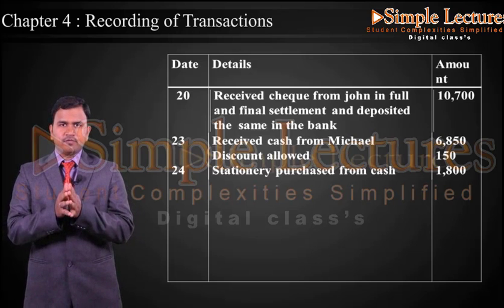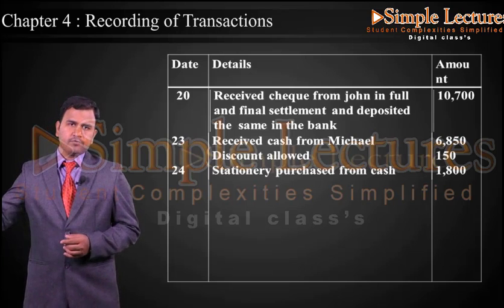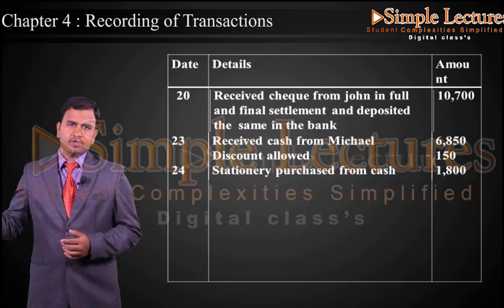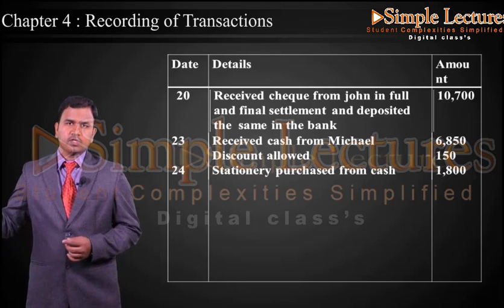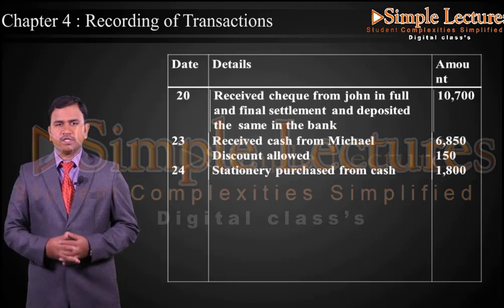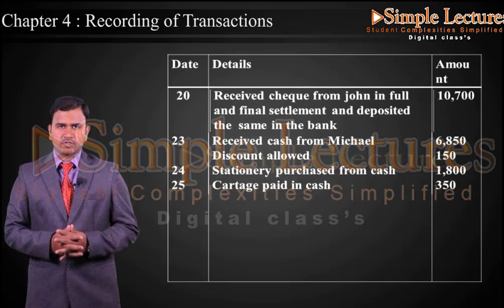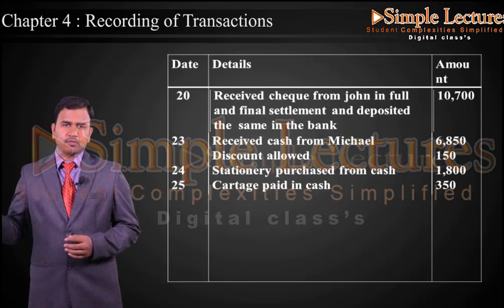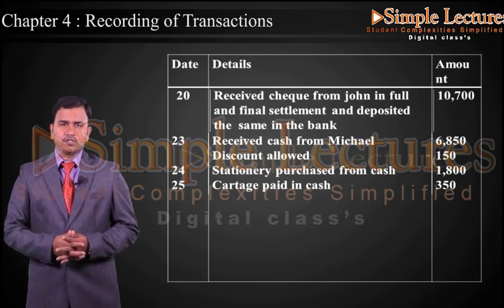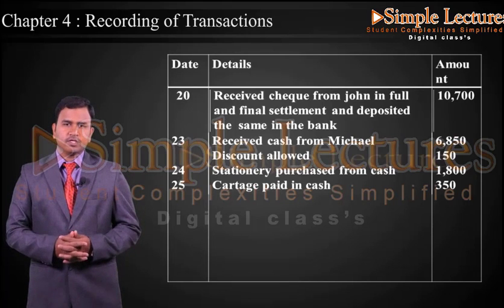Next transaction we have on August 24th, stationery purchased from cash 1,800. Again it is a payment which is in terms of cash, which should be recorded in the credit side. So the date will be August 24th and the entry will be by stationery and the amount will be recorded in the cash amount column 1,800. Next entry we have on August 25th, cartage paid in cash 350. So again it is a payment which will be recorded in the credit side in the cash amount column. So the date will be August 25th by cartage account, and the amount will be in the cash amount column 350.